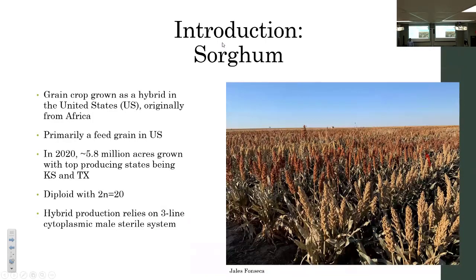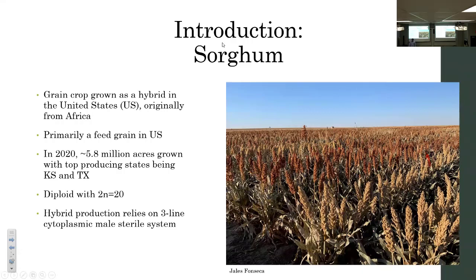Like every good seminar, I have to give you a little bit of background on sorghum, just in case you're not familiar. Sorghum is a grain crop grown in the US as a hybrid. It's originally from Africa, where it's typically grown as a landrace or a hybrid. It's grown in a lot of different places throughout the world in different forms. In the US, it's primarily used as a feed grain.